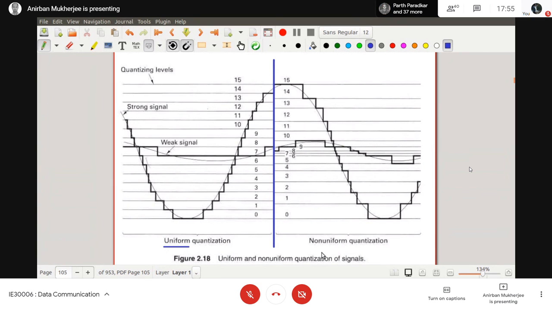This is a uniform quantization. This is a non-uniform quantization. I am coming to non-uniform quantization. Uniform quantization means I have some sort of, say, 16 levels.